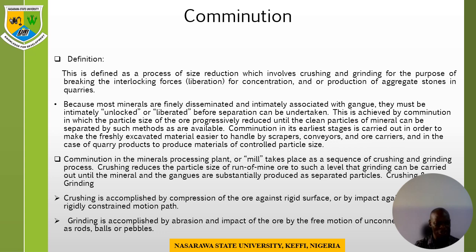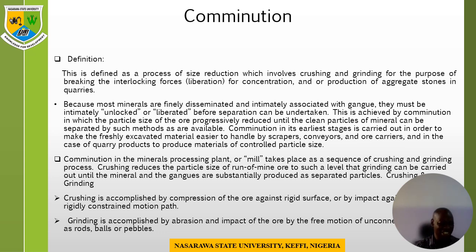Comminution is defined as a process where, because the minerals coming from the run of mine are big, you reduce the sizes, you crush and grind for the purpose of breaking the interlocking between the minerals, what we call liberation, for concentration purposes, or to produce aggregate stones in quarry as used for road construction. Because most minerals are finely disseminated and intimately associated with the waste or the gangue, they must be unlocked or liberated. In other words, you must take them off. And comminution is the way that we can achieve that by particle size reduction until the clean particles of mineral can be separated as valuable.